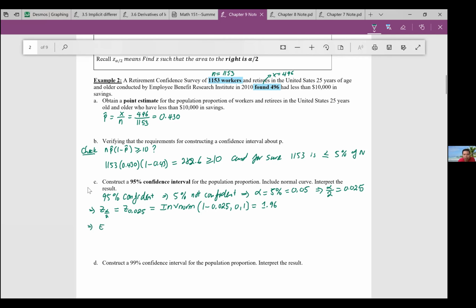So E equals Z alpha over 2 times the square root of p hat times 1 minus p hat over n. And we just found it, so 1.96 times the square root of 0.43 times 1 minus 0.43, divided by 1153. So the sample size is quite big. So we can find the margin of error, how much difference between the sample proportion and the population proportion. That's what we try to find out.